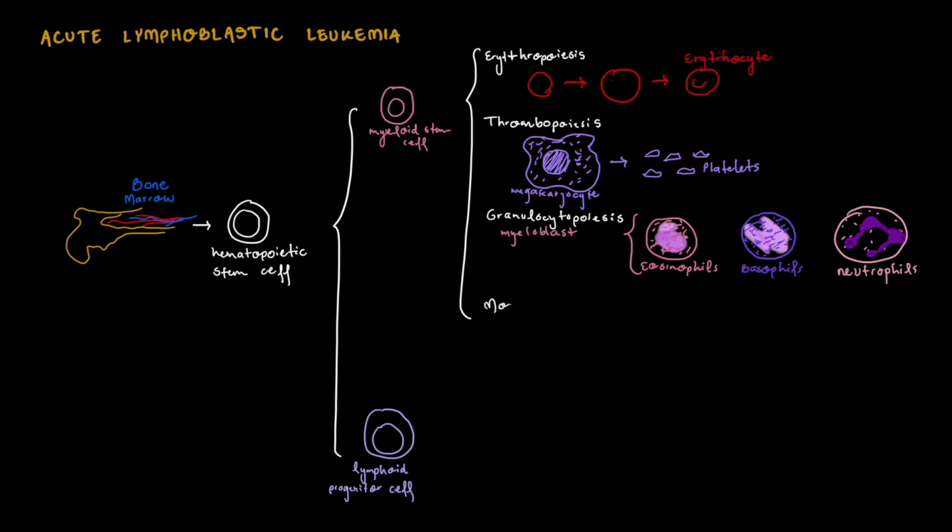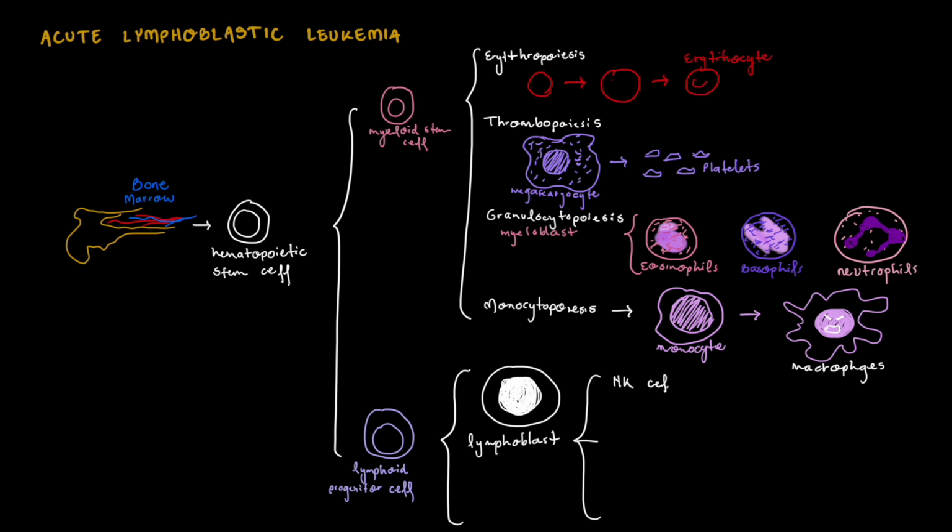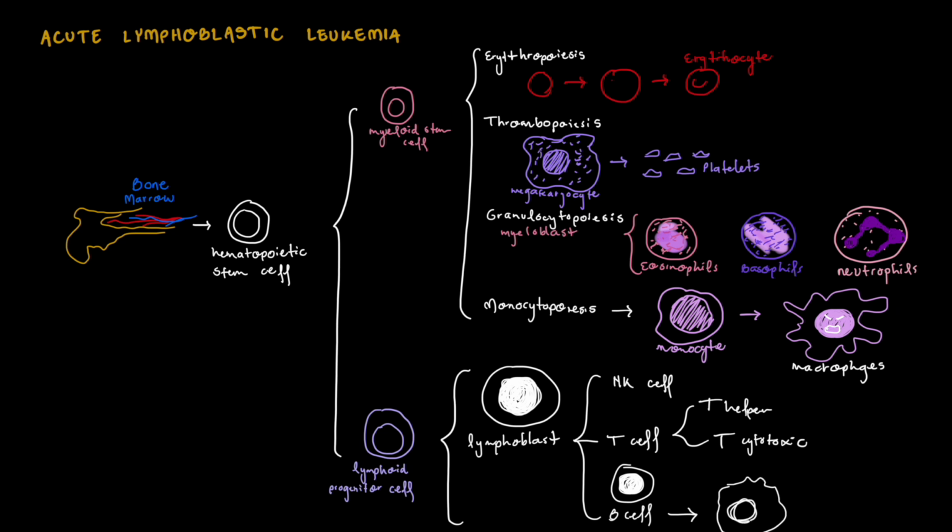This myeloid stem cell also gives us monocytopoiesis, which begins with the monocyte. This monocyte eventually develops into macrophages, relevant for the immune response and phagocytosis. Also, we have the lymphoid progenitor cell, the lymphoblast being the immature form of the lymphocyte. The lymphocyte can be a natural killer cell, a T cell, T helper or T cytotoxic cell, and the B cell. This B cell transforms into a plasma cell.